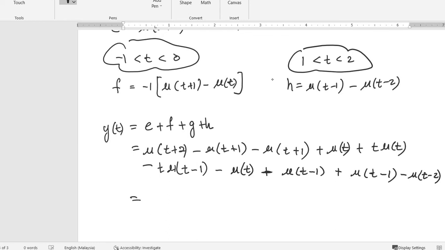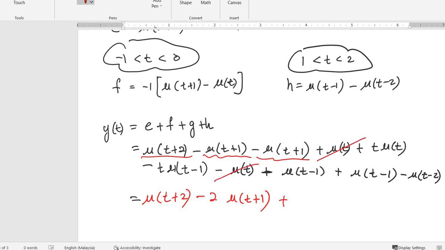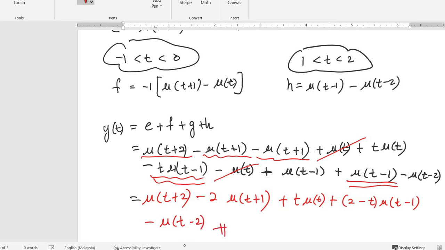Okay, then you simplify. This one you only have one, so it's u(t+2). And for this one and this one, you can combine, so it's minus 2u(t+1), not 2t, minus 2 only. And then plus t u(t) and u(t). This one and this one can cancel out, so just plus t u(t). And then you have this one and this one also, so it's plus (2-t)u(t-1), then lastly minus u(t-2). That's it. So this is the simplified answer.